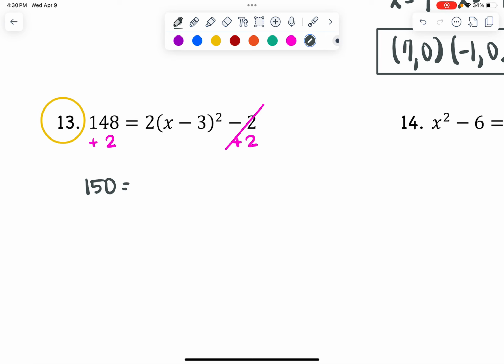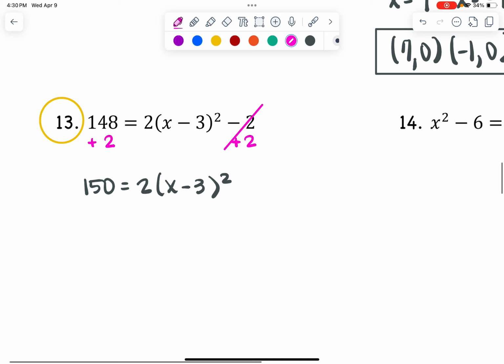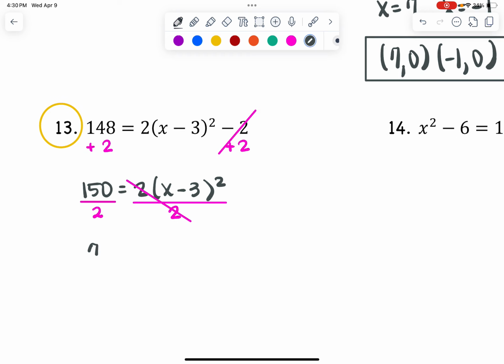Let's see, what's that give us? 150 equals 2x minus 3 squared. Remember, I'm slowly trying to get towards that x. So now I need to get rid of that 2 multiplier in the front. I'm going to cancel out that 2 multiplier, divide by 2 on both sides. All right, so now what do we have? 75 equals x minus 3 squared.